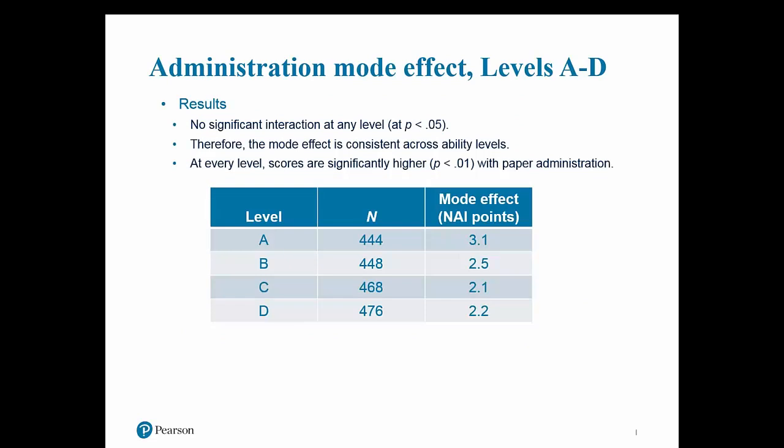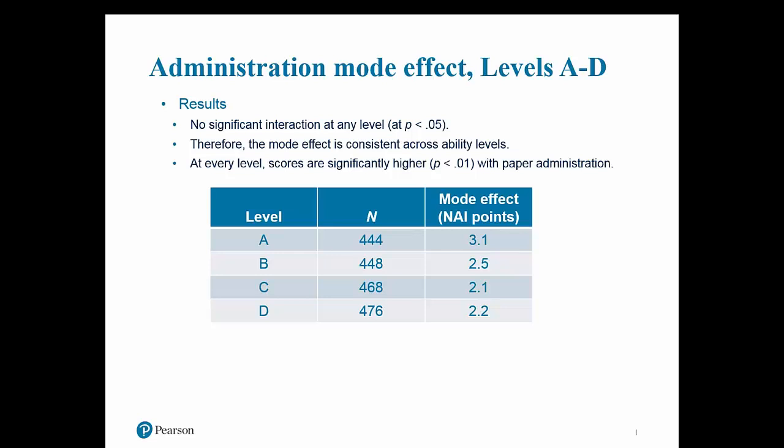So the results, at every grade, every level I should say, there was no statistically significant interaction at the 0.05 level, indicating that we didn't have to worry about differential mode effects by grade level, and we could ignore that in the remaining analysis. And at every level, the scores were significantly higher with the paper administration than with the online administration. And as you can see, it's about the same magnitude as had been found in 2007 for the NNAT 2 at levels E, F, and G.